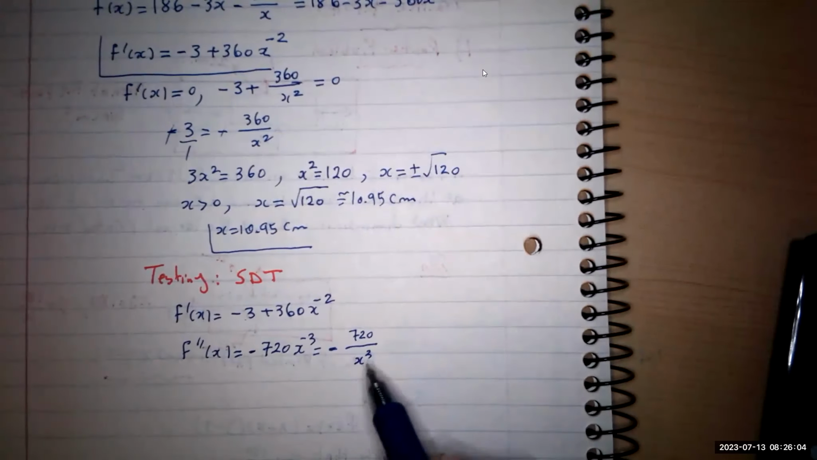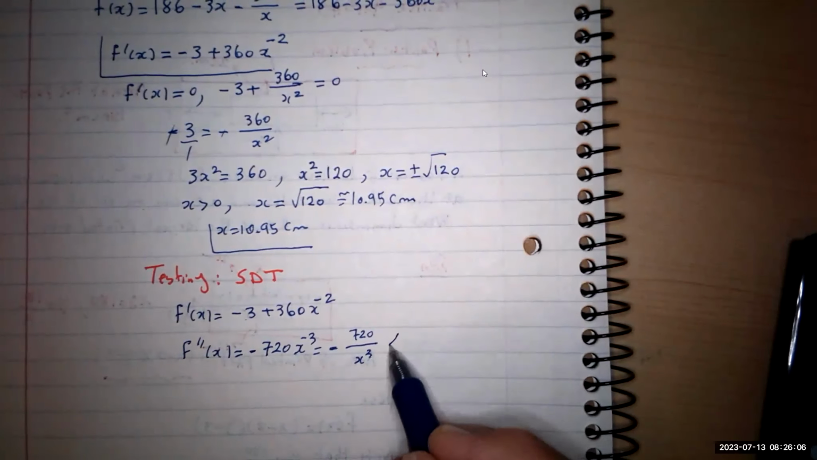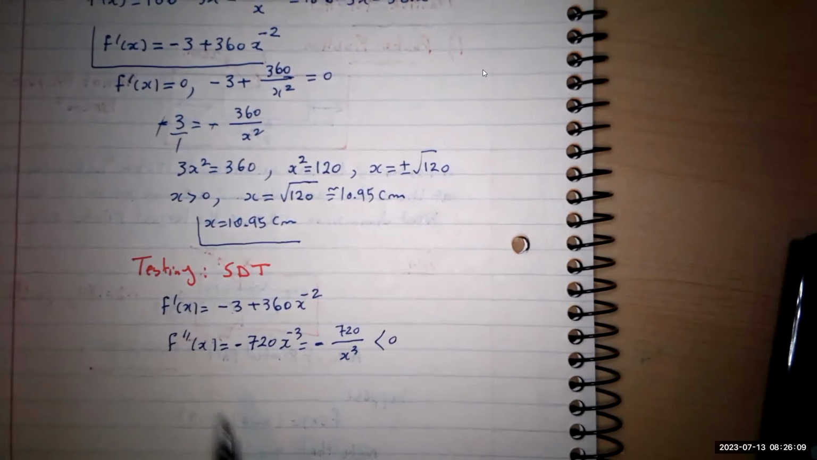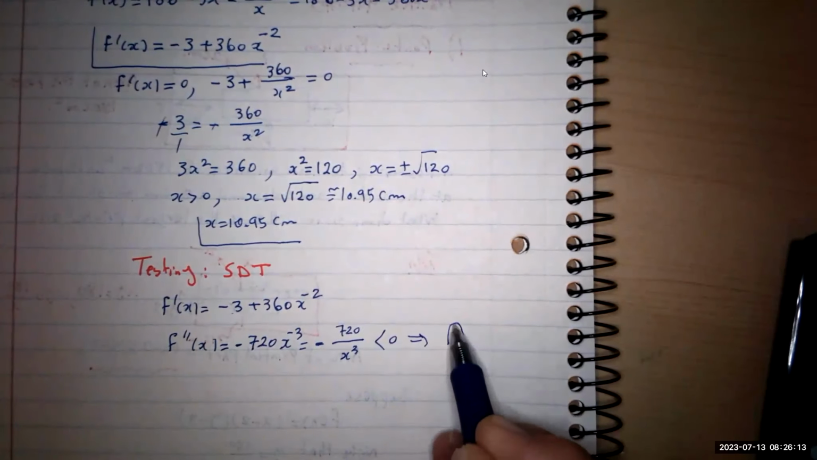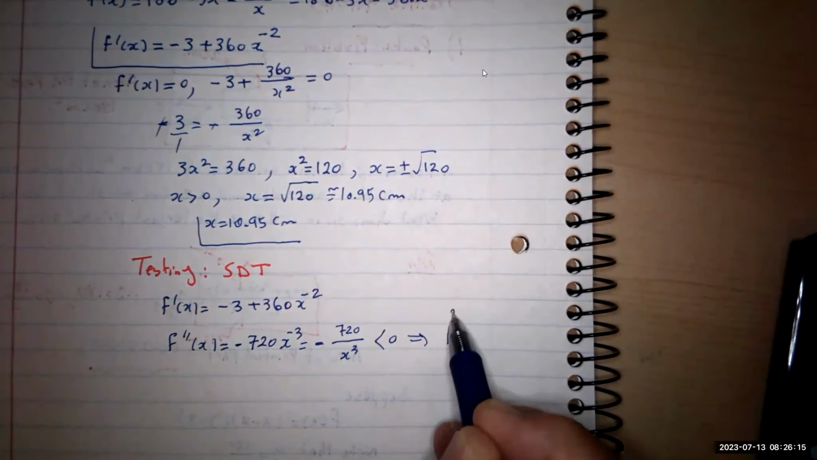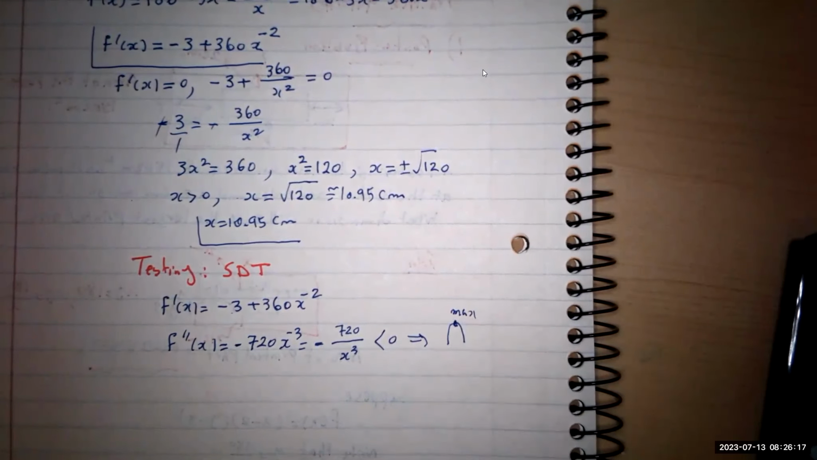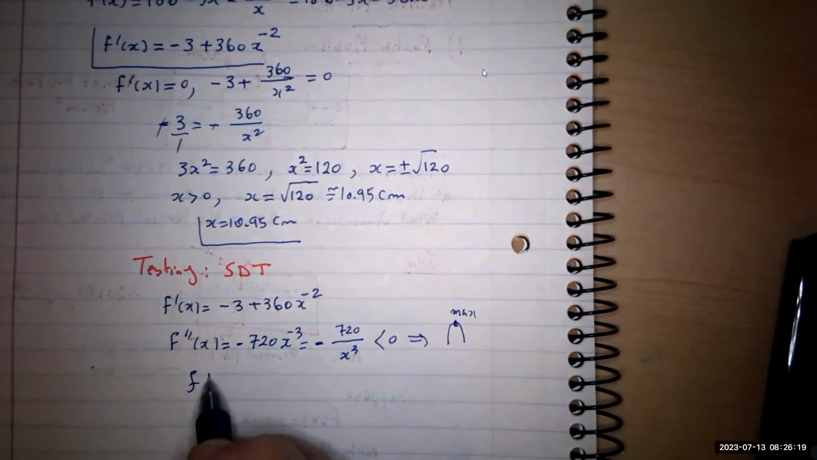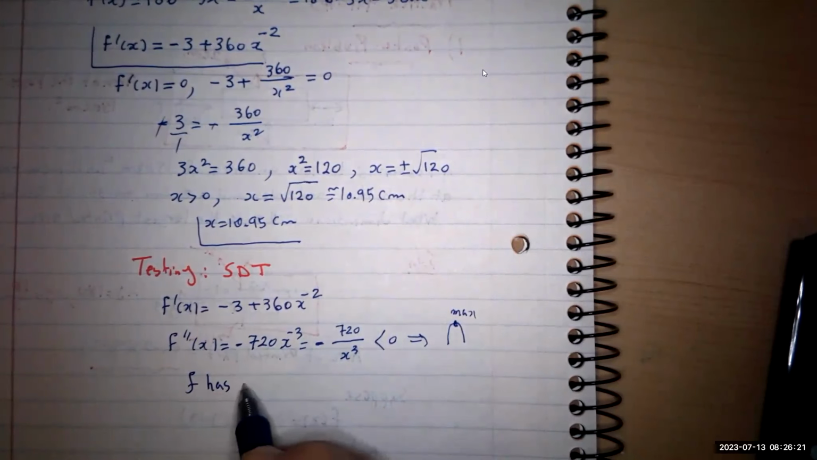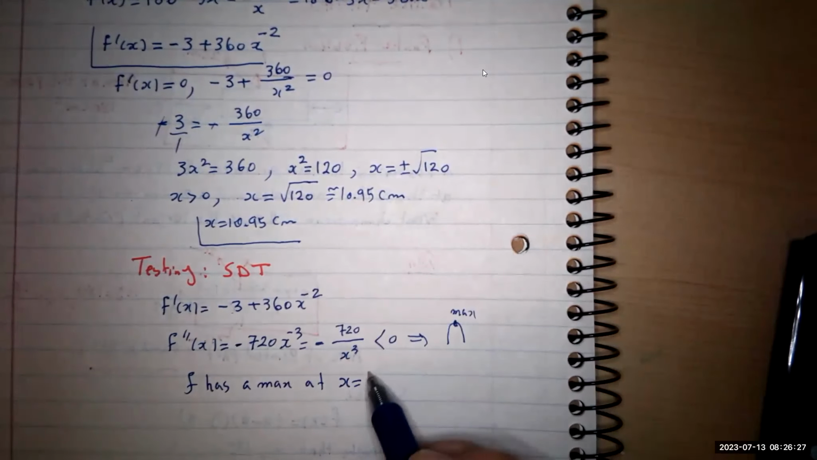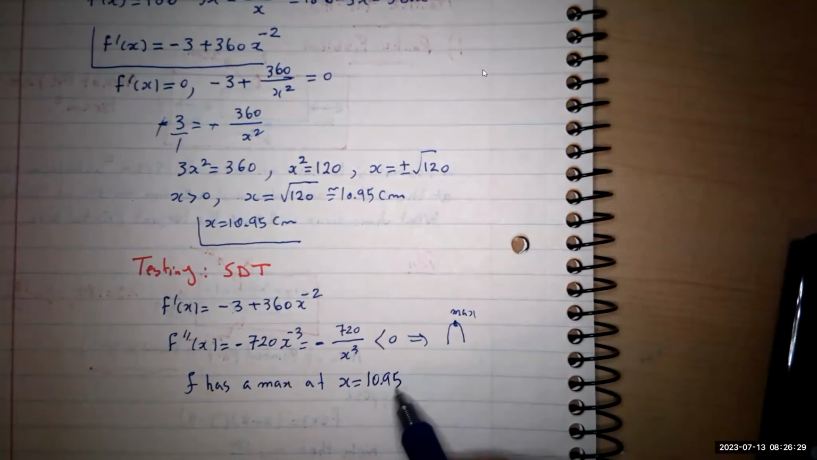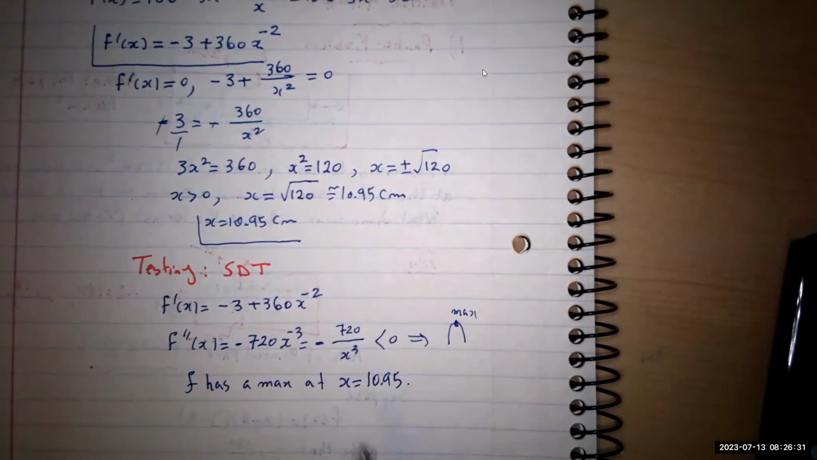Remember, x is a positive number, so this is always negative. F double prime negative means it's going to be concave down. Concave down means you are going to have a maximum. So be sure that f has a maximum. You have to test it. F has a max at x equal to 10.95. Okay, now that we're sure that we have this one, we go back and find the y.